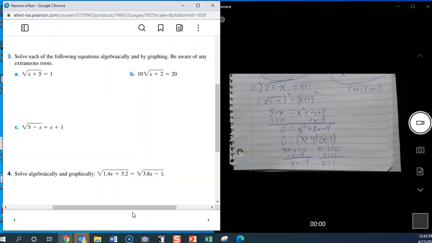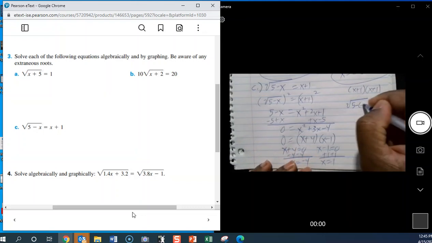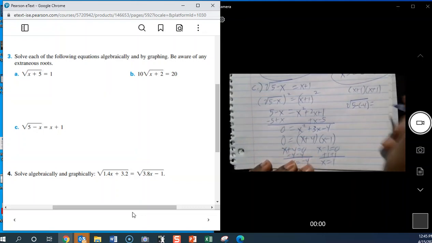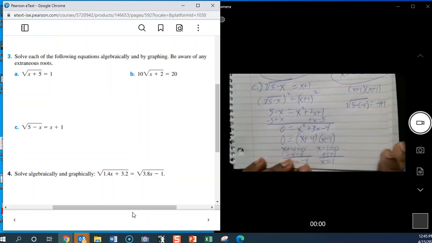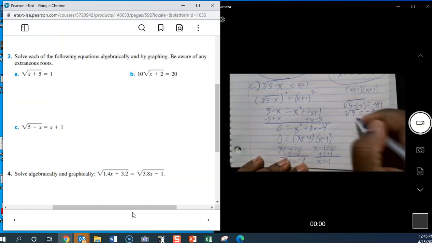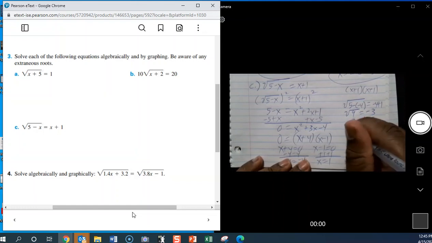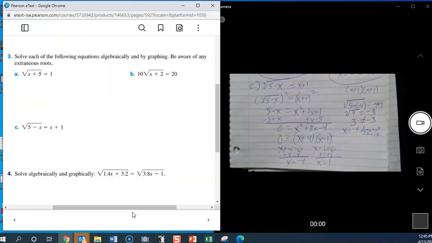Now, we have to check these like we did the other one. So we would take the square root of 5 minus a -4 is equal to -4 plus 1. So this would be the square root of 9 is equal to -3. 3 does not equal -3. So when x is -4, it does not check. So we know that's not one of our solutions.